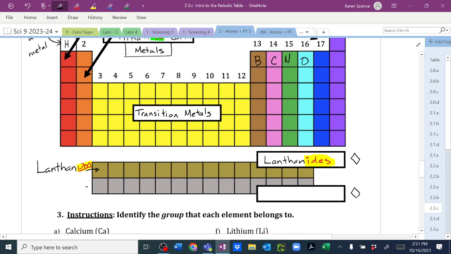Could you please tell me the name of the first element in that second row below the periodic table? That is actinium. So can you guess what those are called? They are called the actinides.